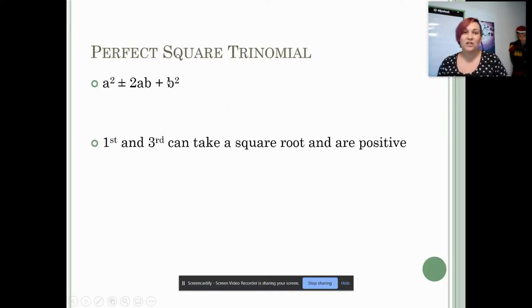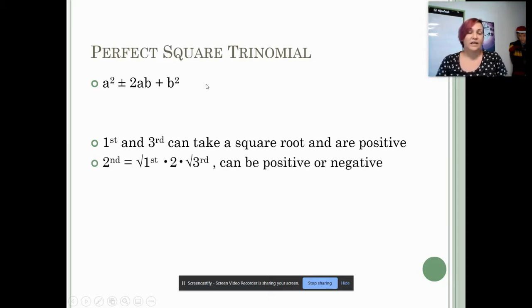The second thing we need to check for has to do with the middle term, the second number. And it's a math equation. It's a very quick math equation. And it says that the second number, the middle term, should be equal to whatever the square root of the first number is, whatever the square root of the third number is, and those multiplied with the number 2. Now, for the middle term, we don't care if it's positive or negative. That's why I put a plus or minus sign here.